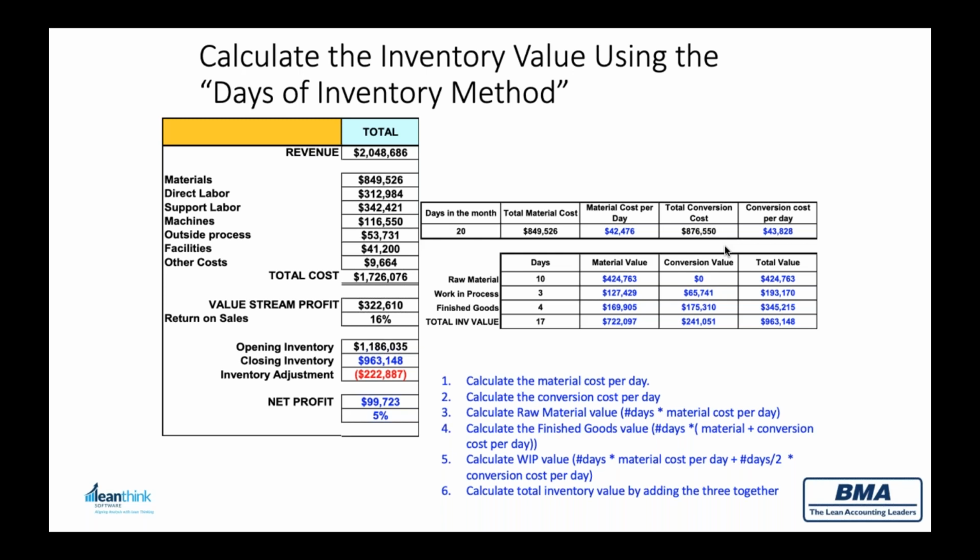And then we know how many days of inventory we have in each of the different types of inventory, raw material, WIP, and finished goods. We simply multiply our cost per day by the number of days, and we get to our total value, which is $963,148. We see our opening inventory was a little less than $1.2 million. So we know we have to make an adjustment. We have to reduce inventory by almost $223,000. So the journal entry is to credit inventory, debit the income statement, and we have valued inventory for the month.